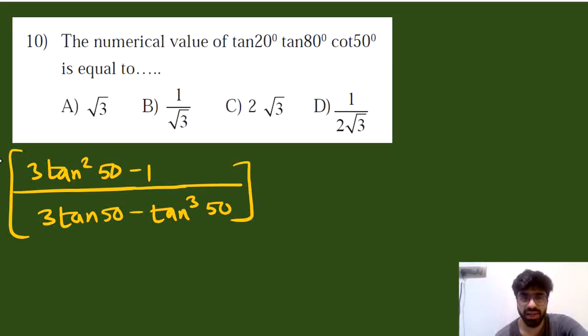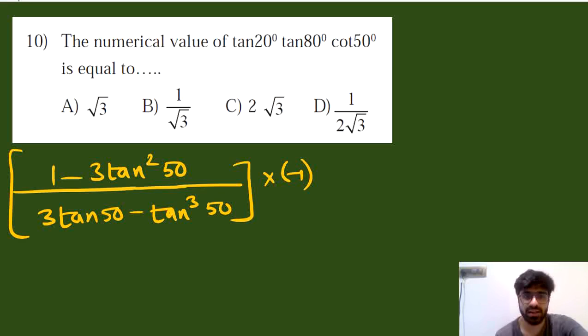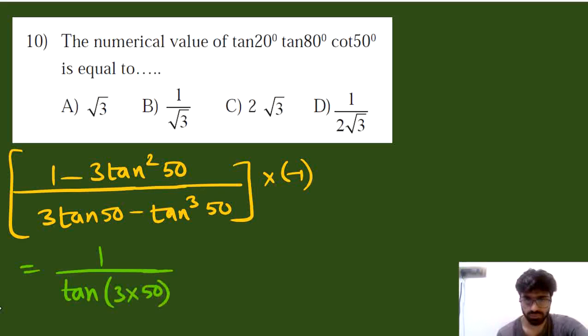We can also pull out a minus common from here. Write this as 1 minus 3 tan square 50 and into minus 1. Now if you realize, see, this expression is like 3 tan theta minus tan cube theta upon 1 minus 3 tan square theta. It's the expansion of tan 3 theta. So this expression becomes 1 upon tan 3 theta, basically there in the denominator. We have tan of 3 into 50, which is tan of 150.